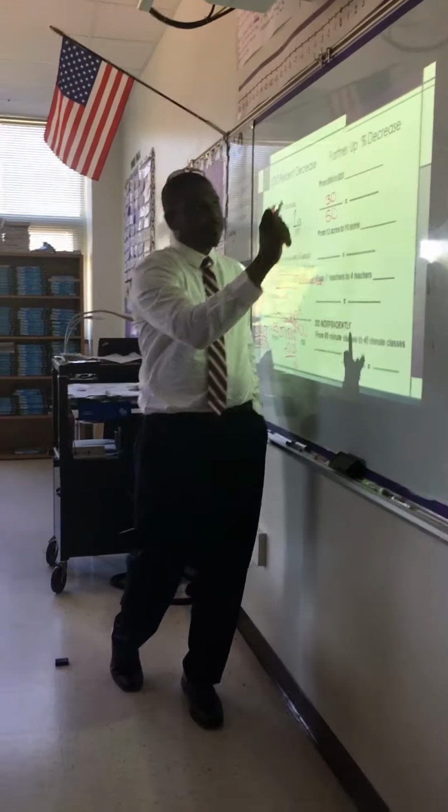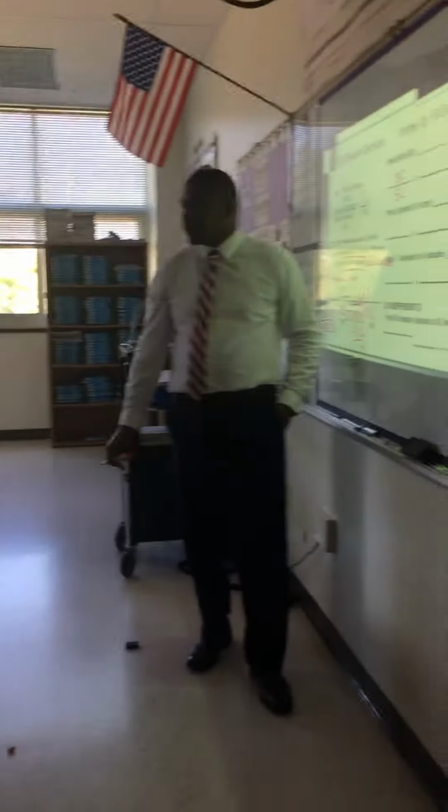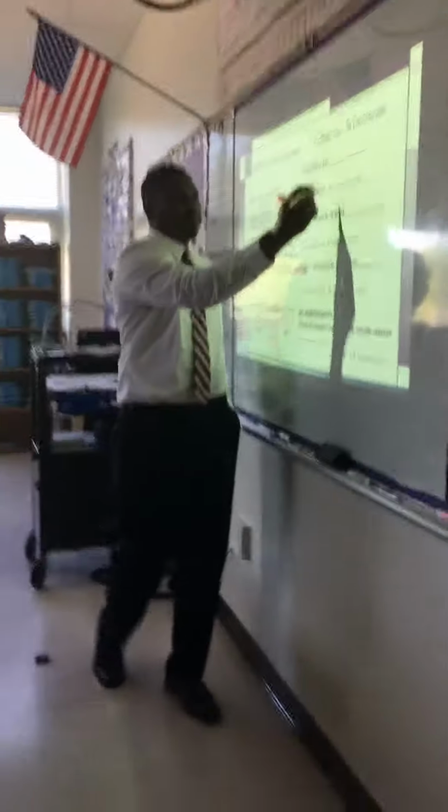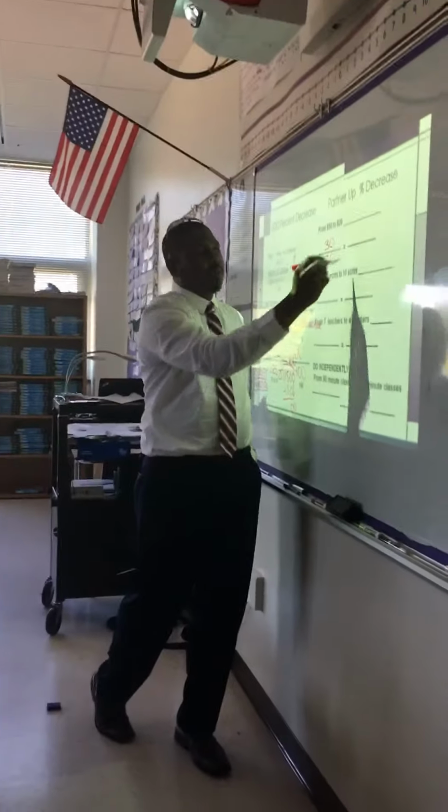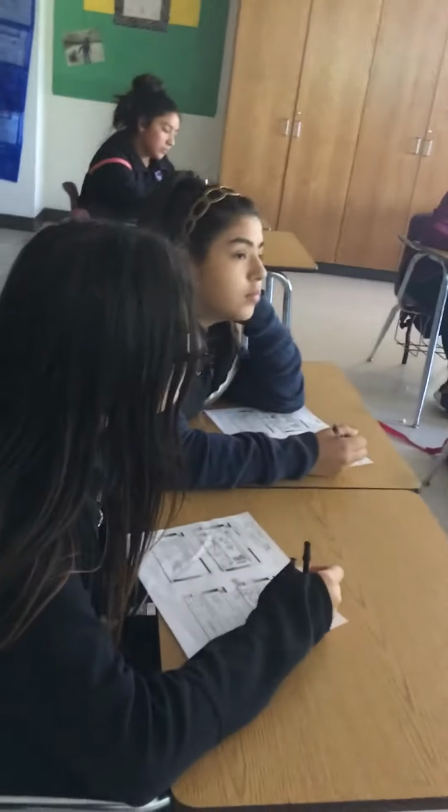All right. Now, what goes over here? 100. Top or bottom? Bottom. And what goes on top? X. And then you cross multiply and divide.